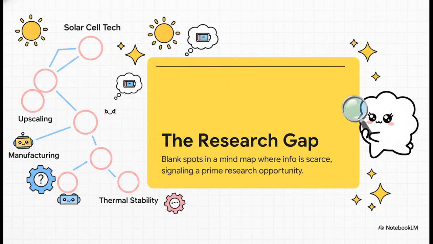For instance, in solar cell technology, you might see a ton of data on performance improvements, but when you look at areas like upscaling or manufacturing or thermal stability, there's almost nothing. The AI couldn't find much to map. Those empty spaces, that is your next research paper right there.